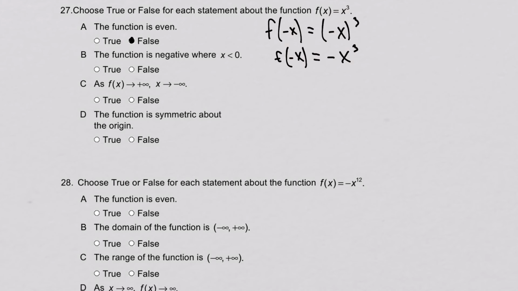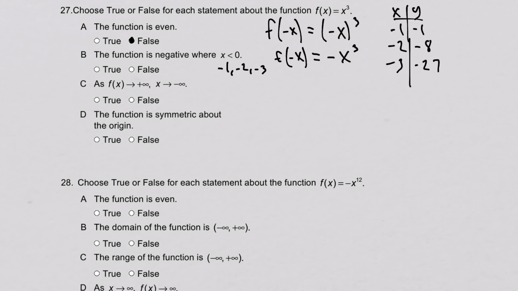Part B, the function is negative where x is less than 0. So what you do to check this one is pick a number less than 0. For example, negative 1, or negative 2, or negative 3. Plug them in to see if you do get a negative, like part B says. And when you plug those in, you'll see that no matter what you plug in, negative 1, negative 2, negative 3, negative 4, negative whatever you want, when you cube it, you are always going to get a negative.